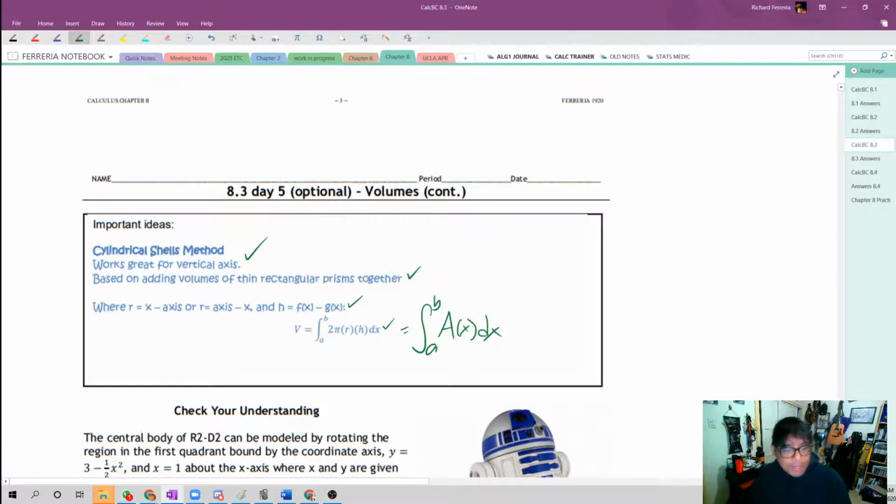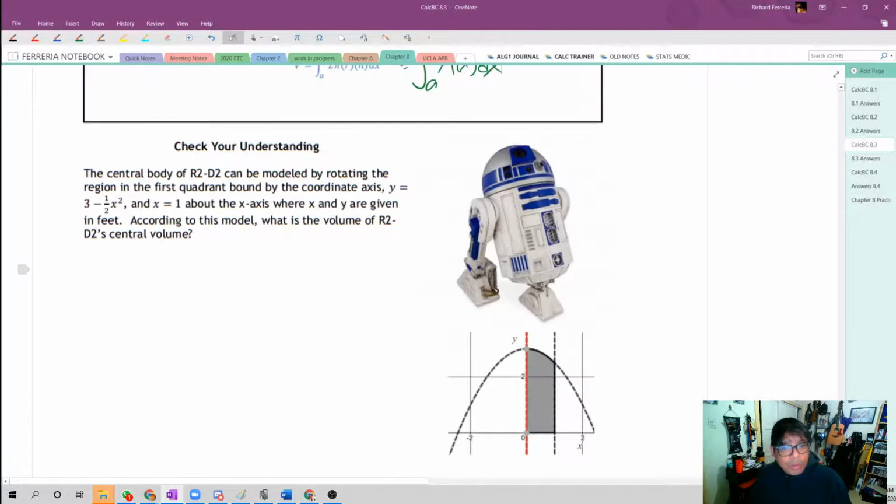Okay, let's move to our next bit. We've got the central body of R2-D2 can be modeled by rotating the region in the first quadrant bound by the coordinate axes, y equals 3 minus 1/2 x squared, and x equals 1 about the x-axis, where x and y are given in feet. According to this model, what is R2-D2's central volume?